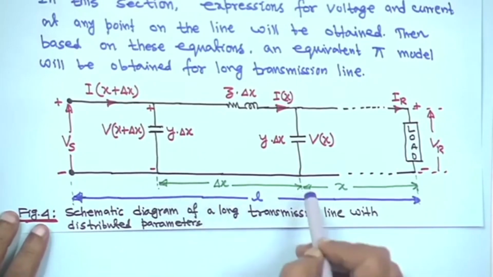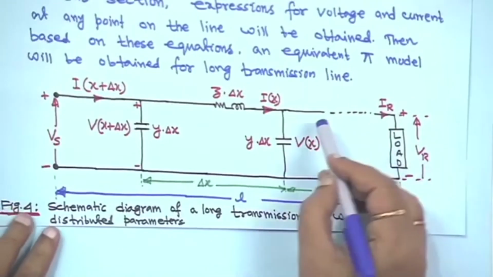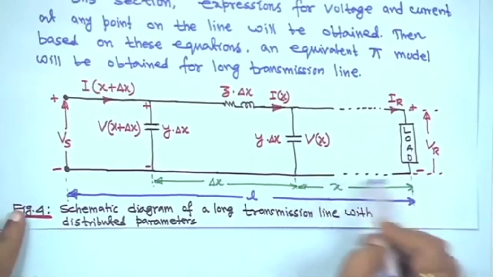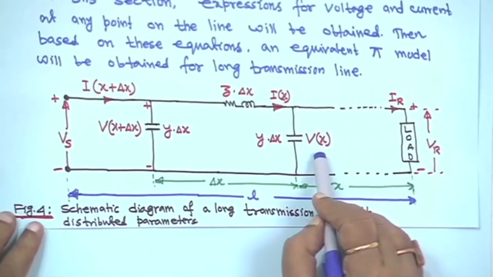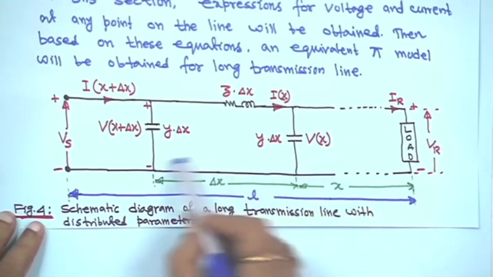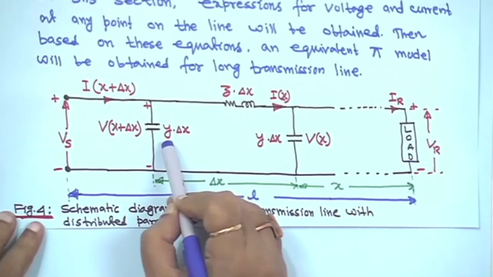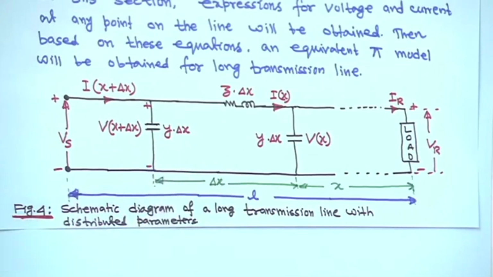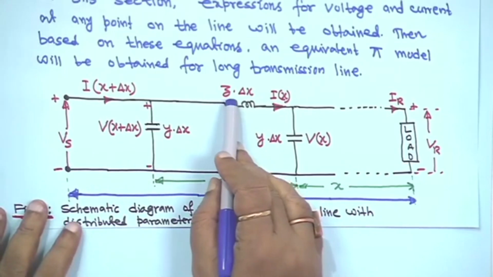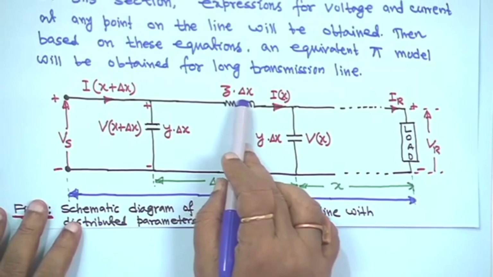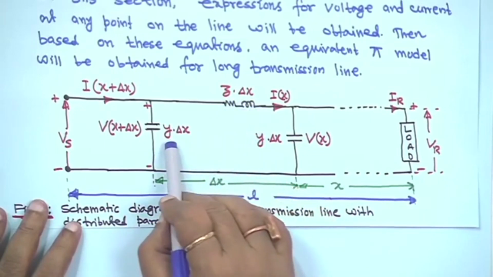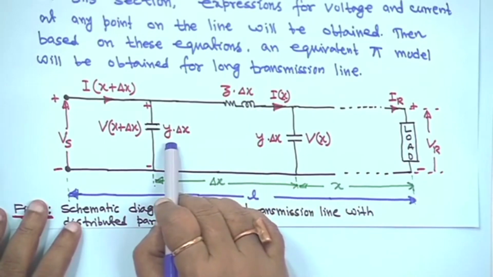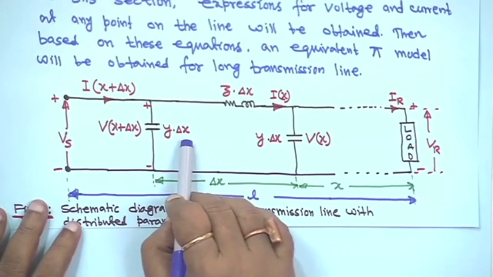So, in this case, at a distance x, the voltage here is V x, and for the small length delta x, the small y again is not the total admittance, it is per unit length. Initially when I was giving the nomenclature, I told you small z is the impedance per unit length, and small y is the admittance per unit length, and delta x is the length, it may be in meters.